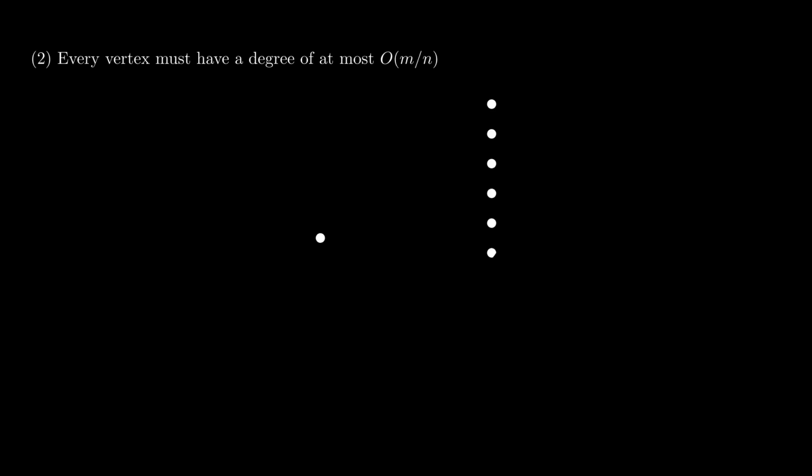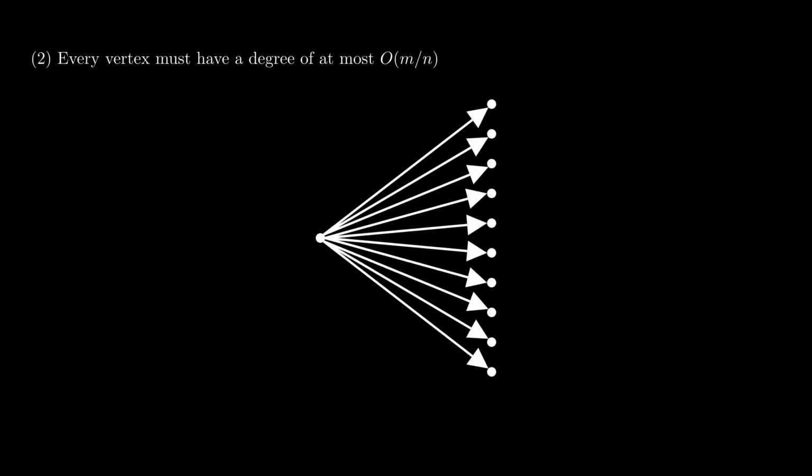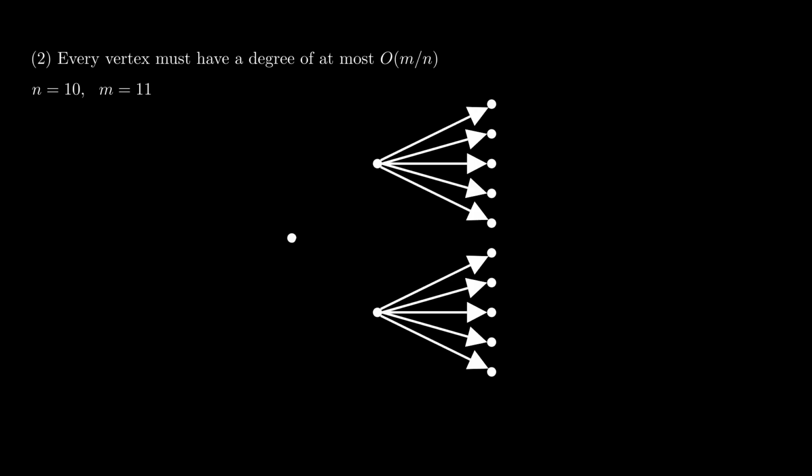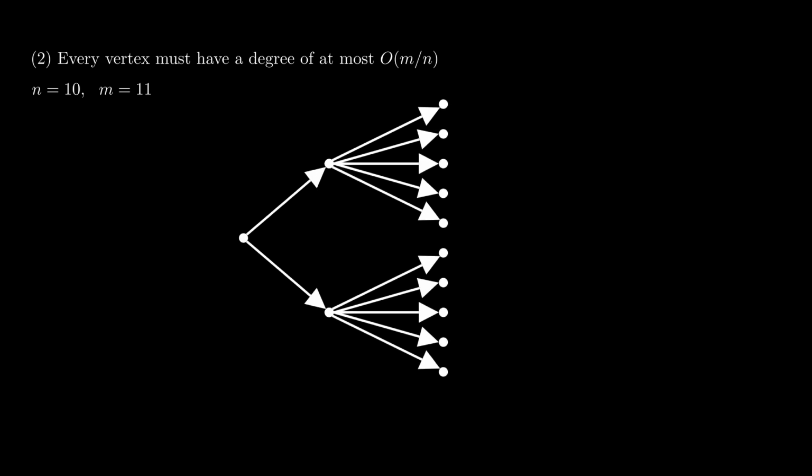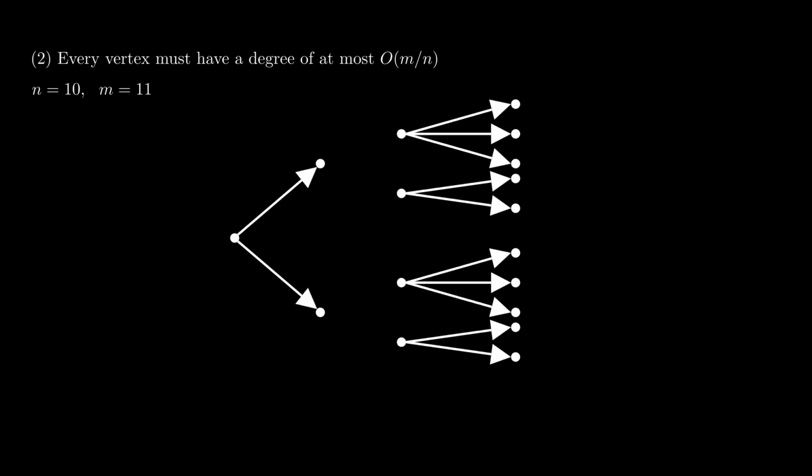The second simplifying assumption assumes that every vertex must have a degree of at most big O of m divided by n. Here's an example where this simplifying assumption is violated. For this graph, the number of vertices is 10 and the number of edges is 11. In this example, you can see that there's a problematic vertex, which has an out degree which is too large. To reduce the out degree, we introduce two new vertices and assign each of them half of the outgoing edges. If the degree of the newly introduced vertices still does not satisfy the constraint, we simply repeat this procedure until satisfactory.